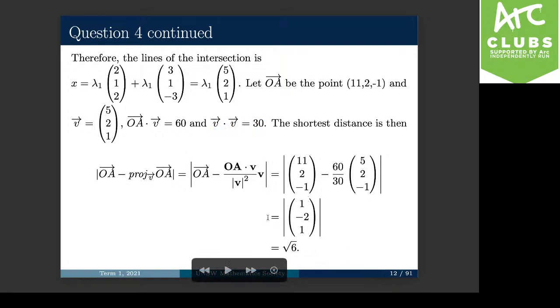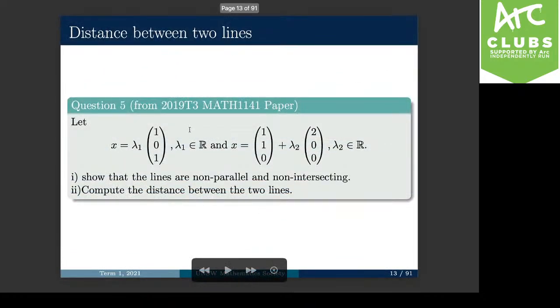Okay, so moving on to question 5. This is from the 2019 T3 MATH1131 paper. And now we're moving on to finding the distance between the two lines.